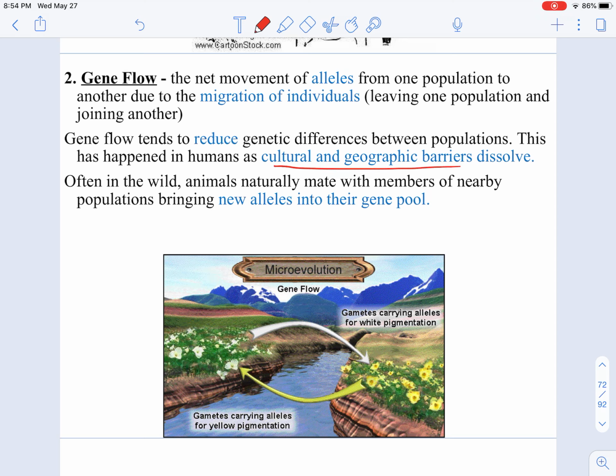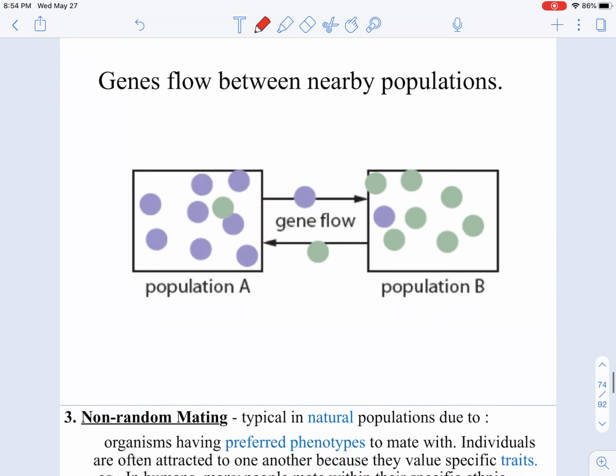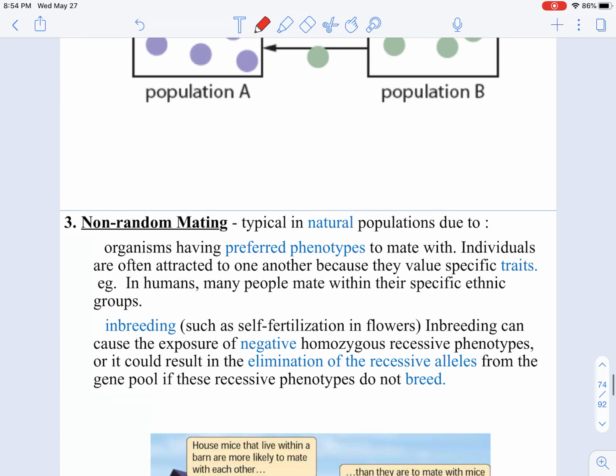And as basically it says here, cultural and geographic barriers are not so stringent anymore. Individuals from some cultures will have offspring with individuals from other cultures. And so that would be an example of gene flow. In the wild, animals tend to naturally mate with nearby populations instead of within their population. And so that will bring new alleles into their gene pool.